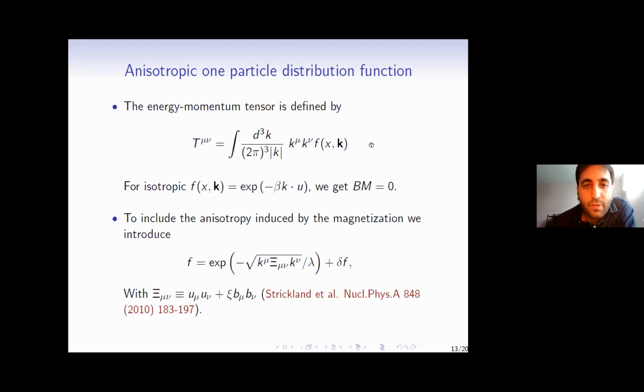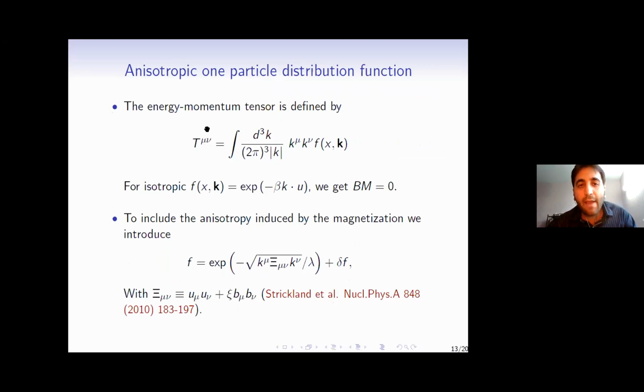In transport theory, the energy-momentum tensor is defined as the second moment of the distribution function. This is for the massless case. If we want to include the mass, we have to put the energy instead of the K here. For the anisotropic distribution function, we always end up with zero magnetization.